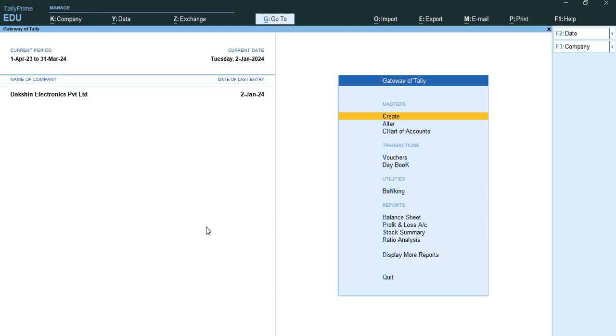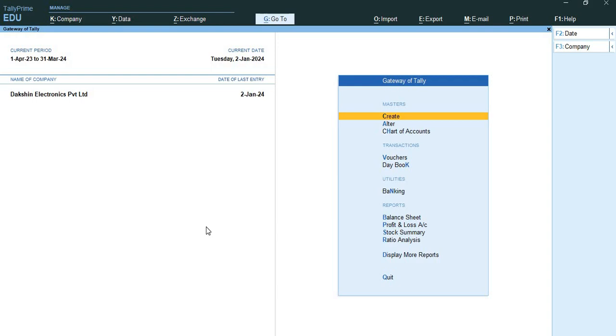Here they have given me one note. The note says that the TDS rate from 1st April 2020 till 13th May 2020 is 10% and from 14th May 2020 till 31st March 2021 the rate is reduced to 7.5%.